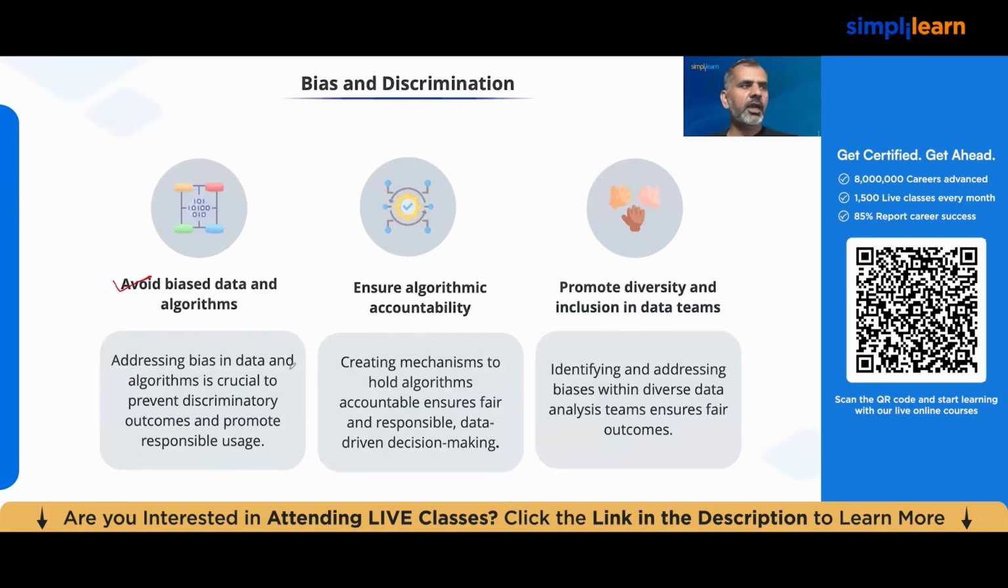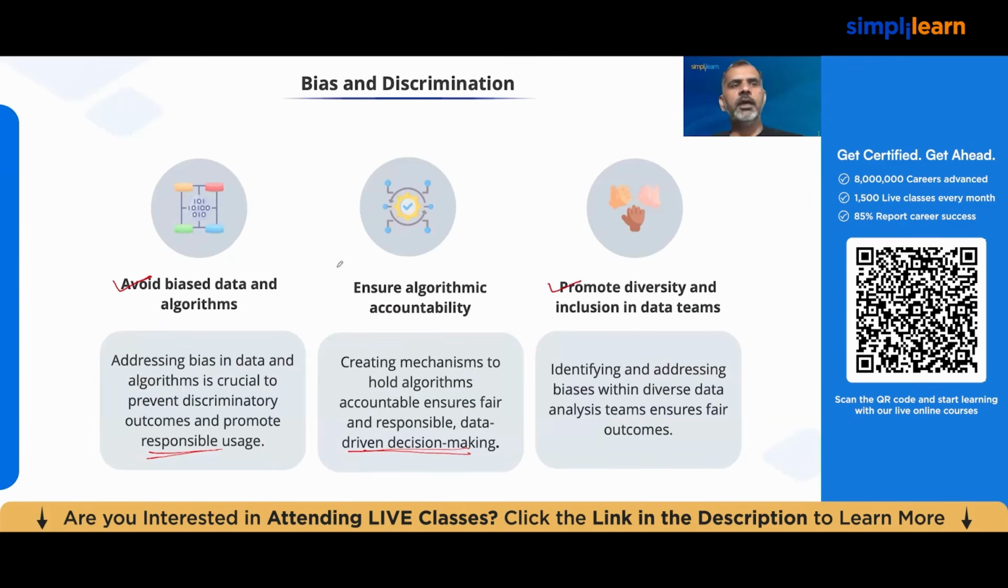So the very first thing is that when we collect the data, we avoid biased data and algorithms. Addressing bias in the data and algorithm is crucial to prevent discriminatory outcomes and promote responsible use of it. That is a very important concern whenever we build models that are specifically built for a community or for societal applications. While doing this, we ensure algorithmic accountability also. That means we have to create mechanisms to hold algorithms accountable and ensure fair and responsible data-driven decision making. This is only possible when your data was collected fairly and each and every section is selected randomly or gets equal weightage during the modeling process.